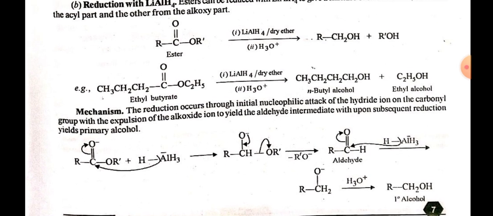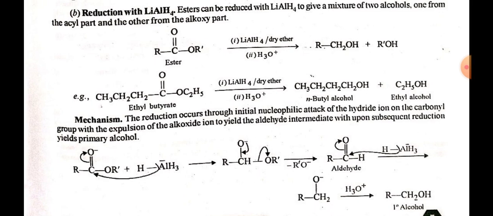Esters can be reduced with LiAlH4 to give a mixture of two alcohols, one from the acyl part and the other one from the alkoxy part. Ethyl butyrate, when reacted with lithium aluminium hydride in the presence of dry ether, gives n-butyl alcohol and ethyl alcohol. The reduction occurs through initial nucleophilic attack of hydride ion on the carbonyl group with the expulsion of alkoxide ion to yield the aldehyde intermediate, which upon subsequent reduction yields primary alcohol.